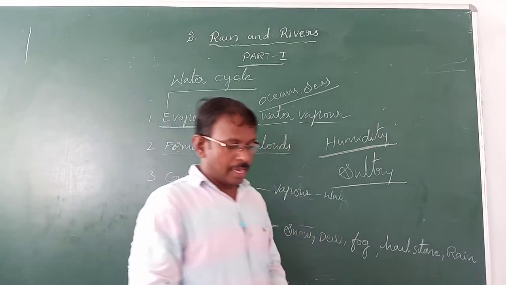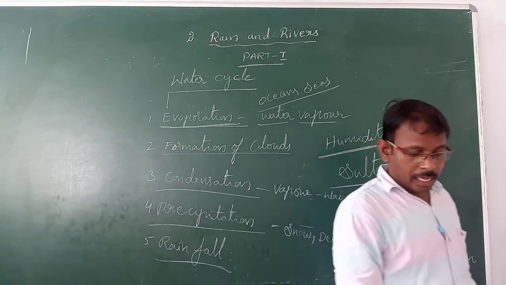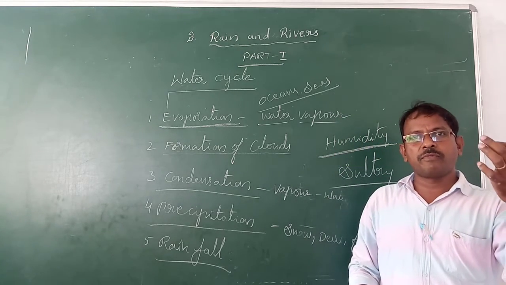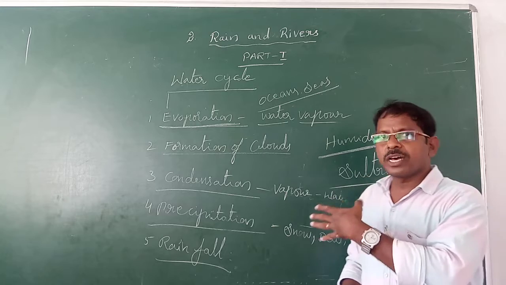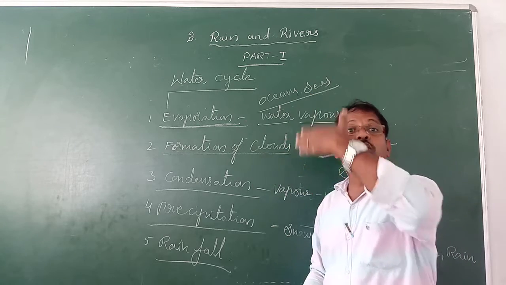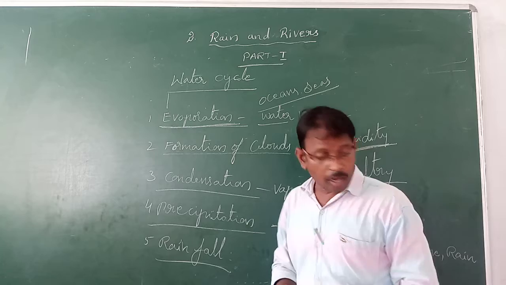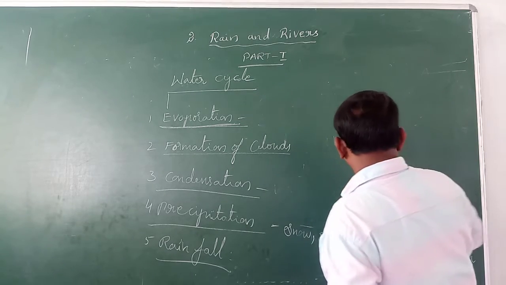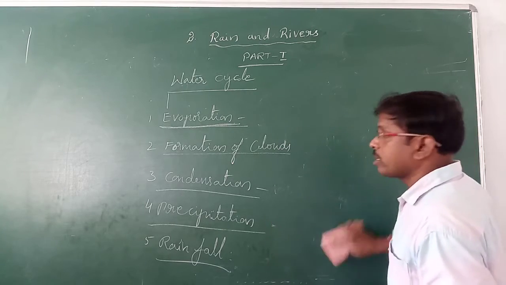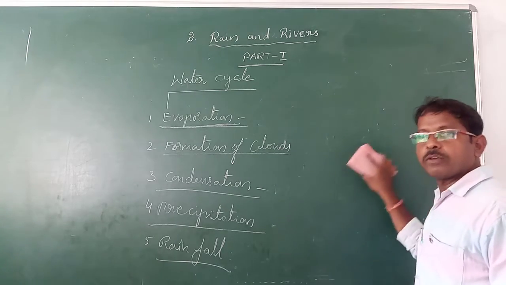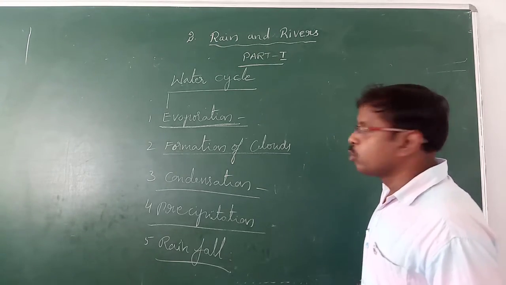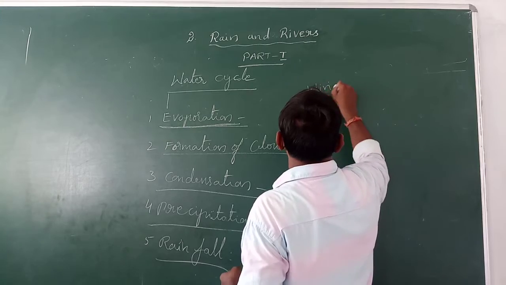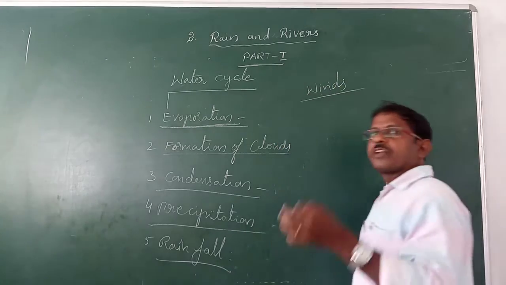Understood? That is mainly it. Now we will see winds and clouds. Because of winds, the clouds travel thousands of kilometers. Actually, clouds are formed on the surface of the oceans, but they travel thousands of kilometers because of winds.